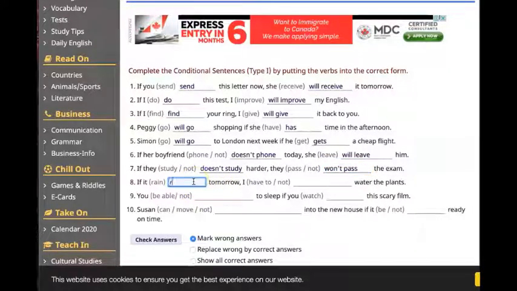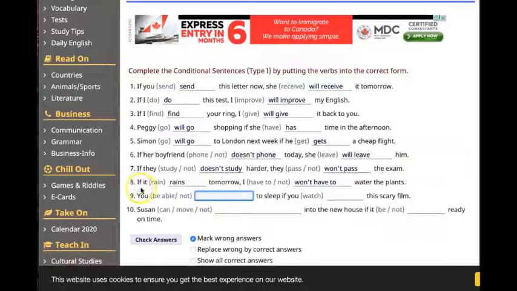8. If it rains tomorrow, yes, we start with if. We need to use the verb in simple present. The other side: if it rains tomorrow, I will or I won't. Okay, negative because it's negative. I won't have to water the plants.